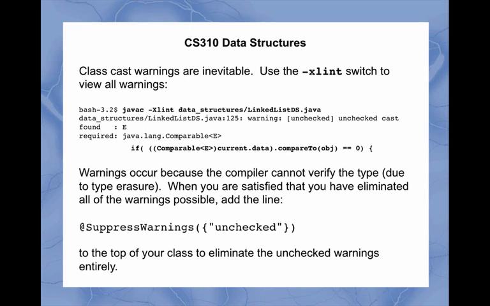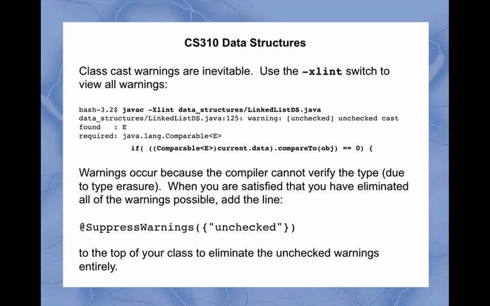These warnings occur because the compiler cannot verify the type, and that's because of type erasure. Here we have a cast to Comparable<E> for current.data. However, the compiler cannot be certain that current.data, the object stored in that class, actually implements the Comparable interface. Therefore, you're going to get these warnings. You want to look at them and make sure that these warnings are for things you can't do anything about.